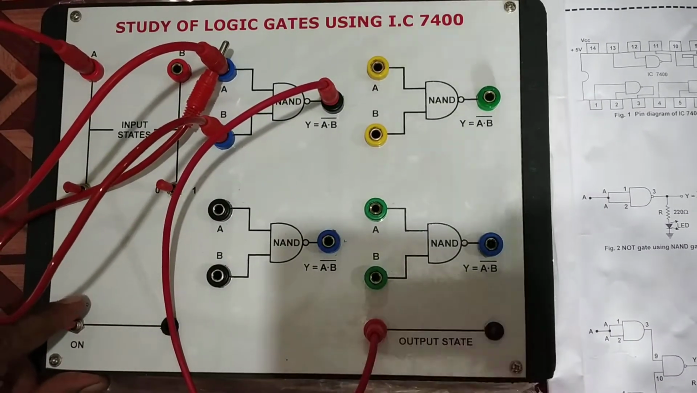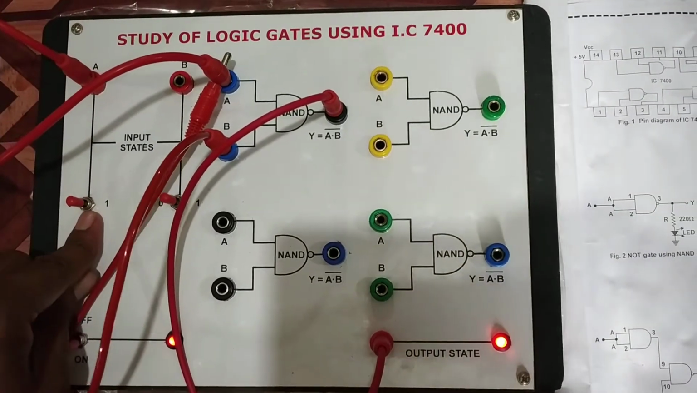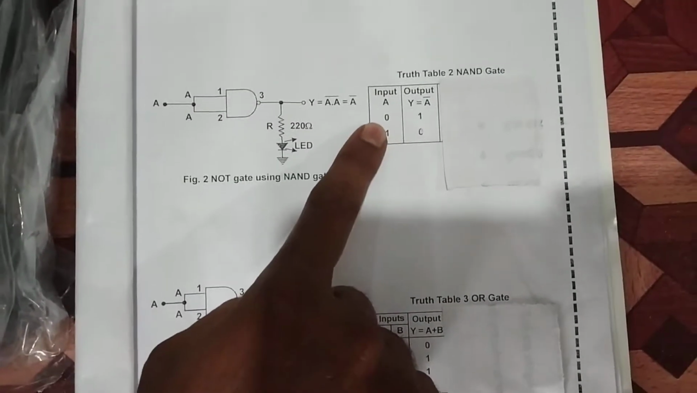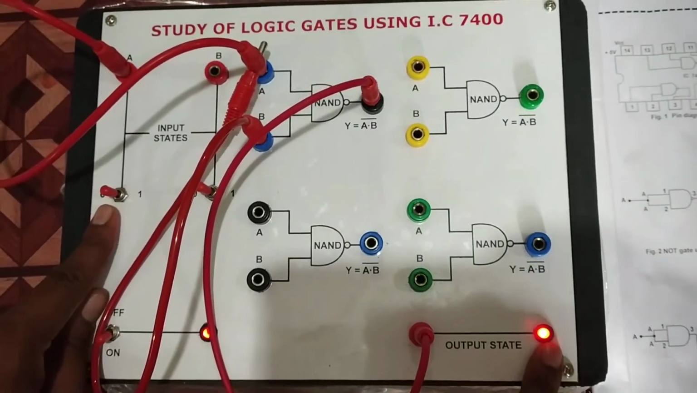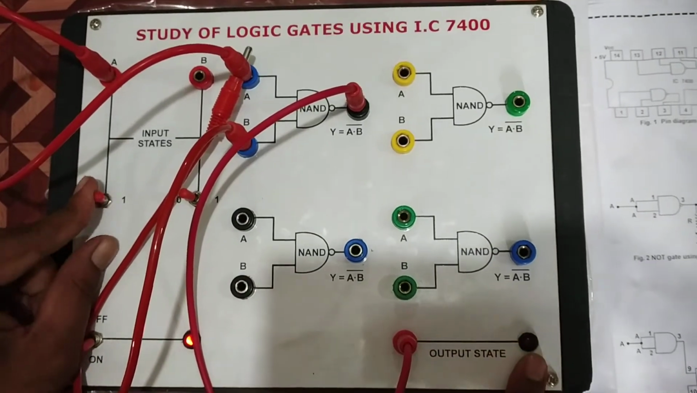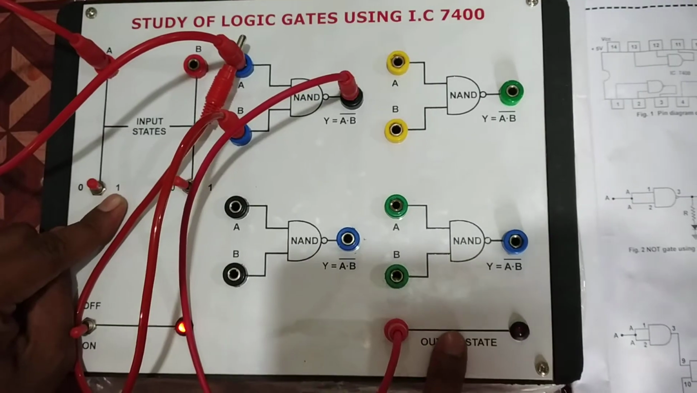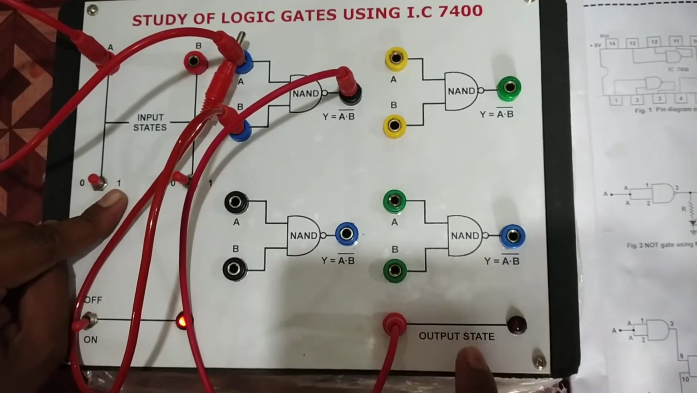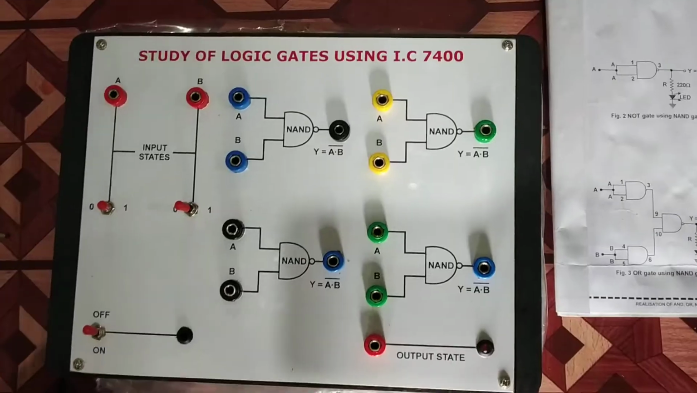Now you have to switch this on. Check here: if the input is 0, then the output is 1. See here, the input is 0, the output is 1. Next, if the input is 1, the output is 0. This is the truth table verification of the NOT gate by using the NAND gate.